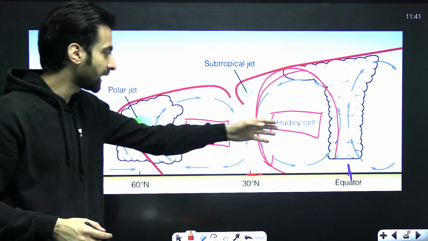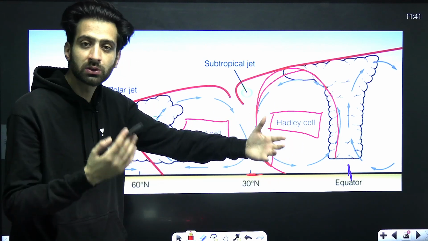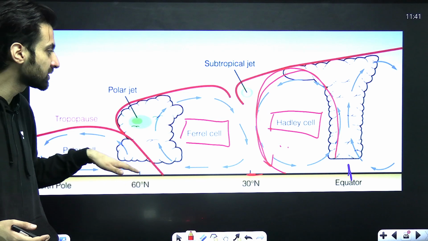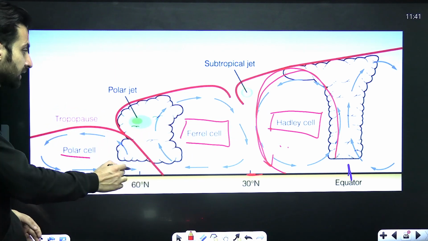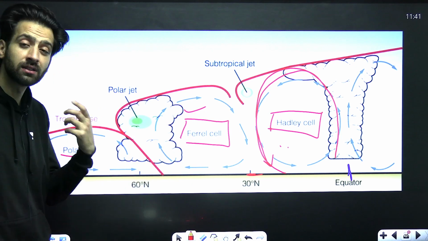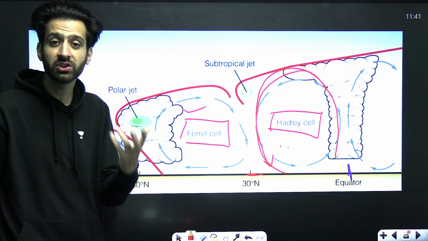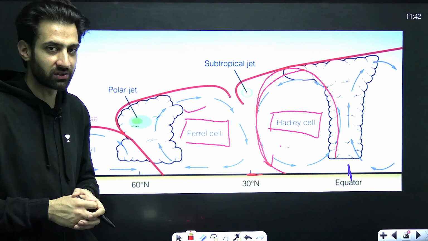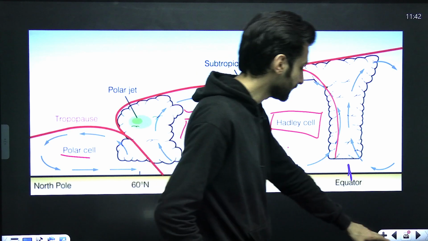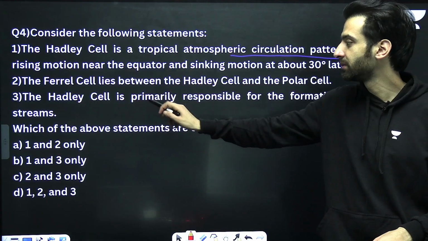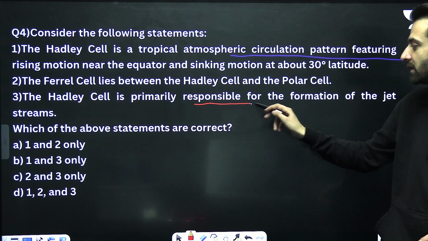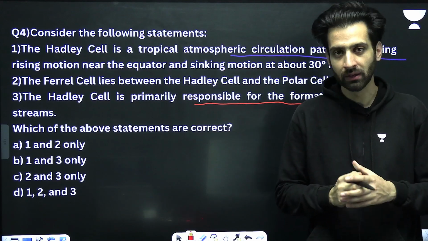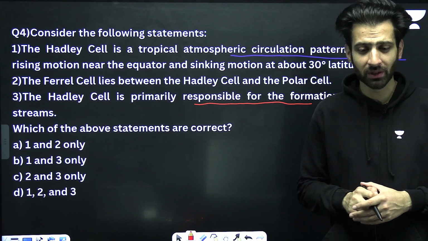So our first statement was that the Hadley cell is near the equator. I explained to you the formation of the Hadley cell. This is true. Then you can see the Ferrel cell is in between the polar cell and the Hadley cell. Again, that's true. Then the third statement was that this is responsible for the jet stream, but that is not the case. There are many other factors responsible for the formation of jet streams. So statements 1 and 2 are correct, but the cell is not primarily responsible for the formation of jet streams. Obviously not. I hope you were able to understand this question as well.